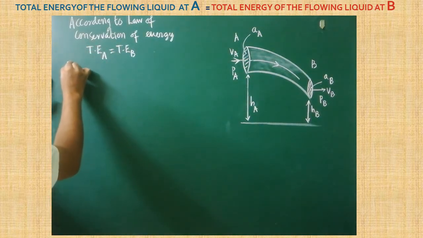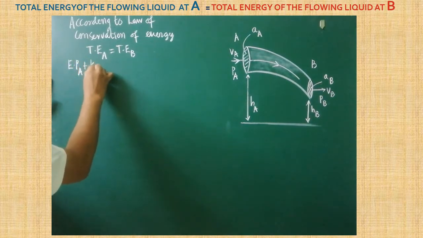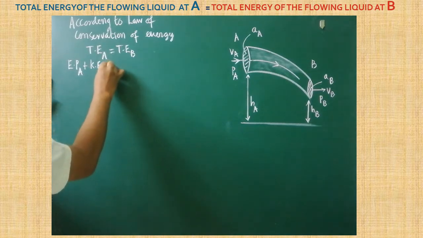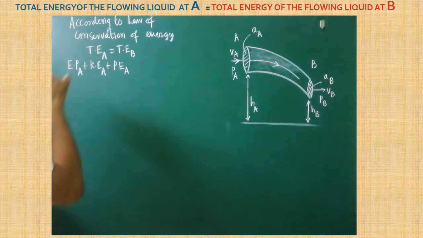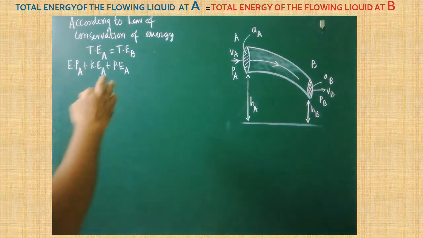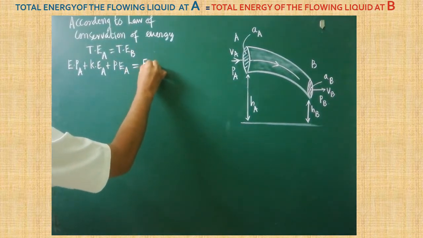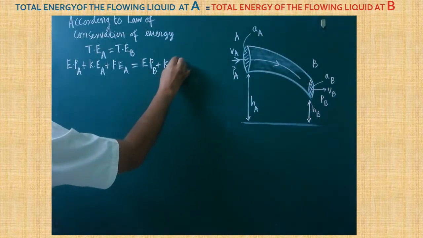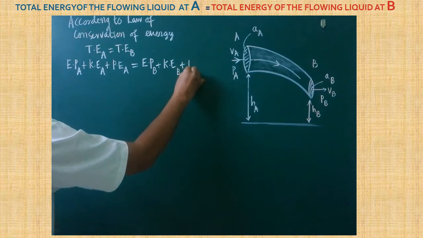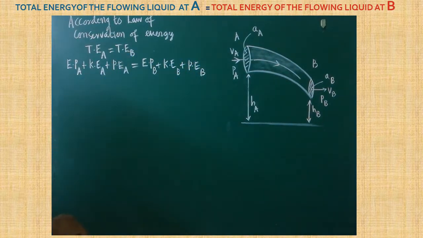That is pressure energy. Pressure energy at A, plus kinetic energy at A, plus potential energy at A. If all are added, only then you will get the total energy of the liquid at A. Like this, for B also we can calculate the total energy. How will you write? Pressure energy at B, kinetic energy at B, potential energy at B. If all are summed up, you will get the total energy.